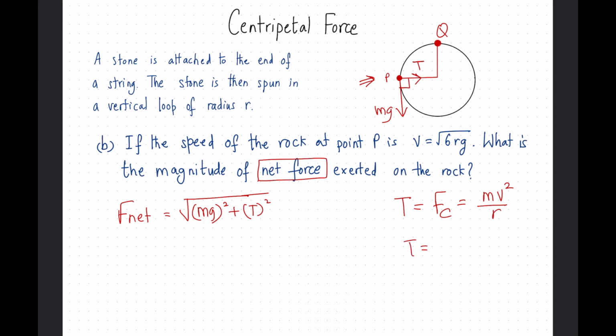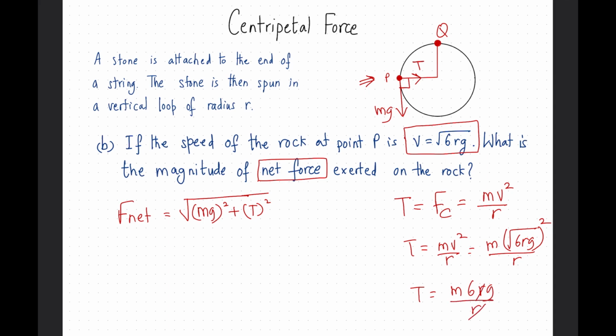So tension will be equal to mv square over r, where v is root of 6 rg. So m root of 6 rg whole square over r. So T will be equal to m 6 rg over r, and r will be cancelled out. I'll get that as 6 mg. So we will substitute that back into the formula for F net. So mg square plus 6 mg whole square.